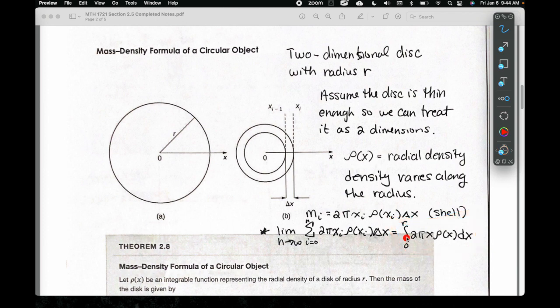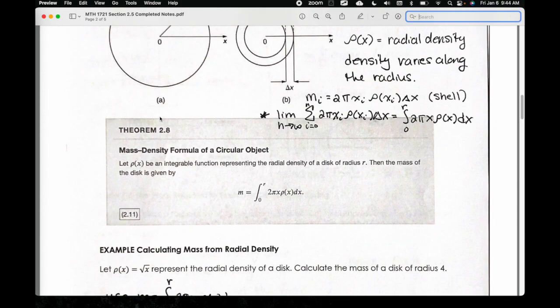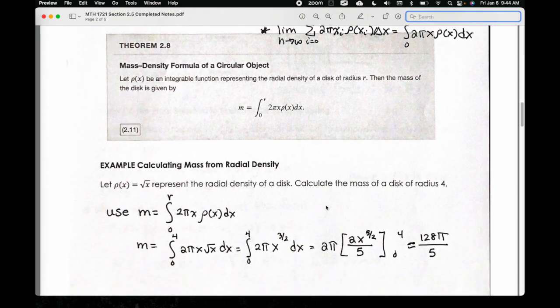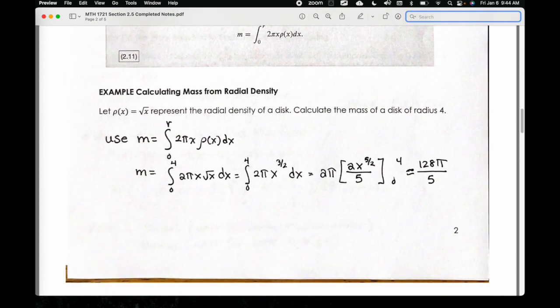So we're going to go from 0 to r, which is the radius, 2 pi, we're going to put in our value of x, how far we want to come out from the center, times the density. Okay, so here's our official theorem here with everything laid out. Let's look at our example.